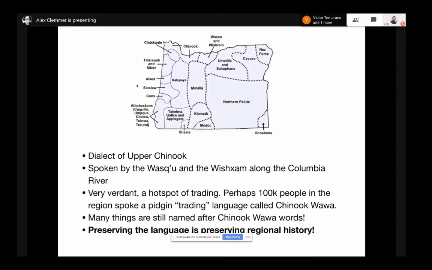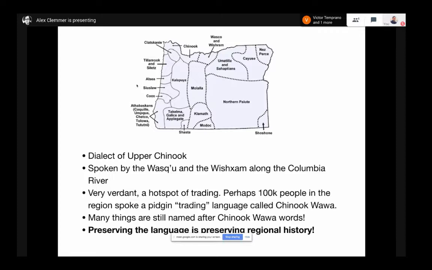I want to tell a little bit about the history of Kiksht, what it was to the people who lived there, as an example of the sort of thing that I wish we talked more about, which is the language in its actual context. So, for those of you who don't know, Kiksht is a dialect of Upper Chinook.